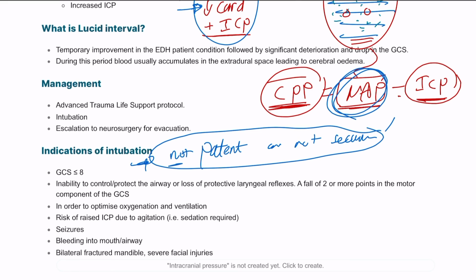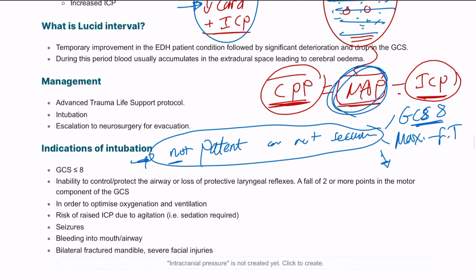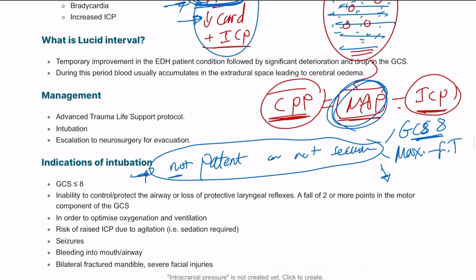Not patent, not secure, that means decreased GCS less than 8. And if the patient has a maxillofacial trauma, or if there's any sort of foreign body, you can do a tracheostomy and things like that. And also, we talked about sedation, and this is to maintain a good intracranial pressure, because basically coughing and being in stress can increase the intracranial pressure. So sedation to relax all the muscles and prevent the reflexes could be a good idea to decrease the intracranial pressure. As simple as that for the MRCS level.